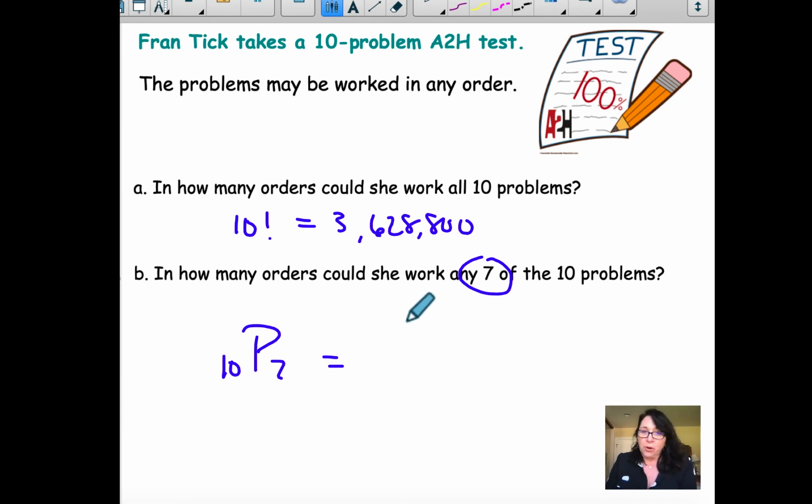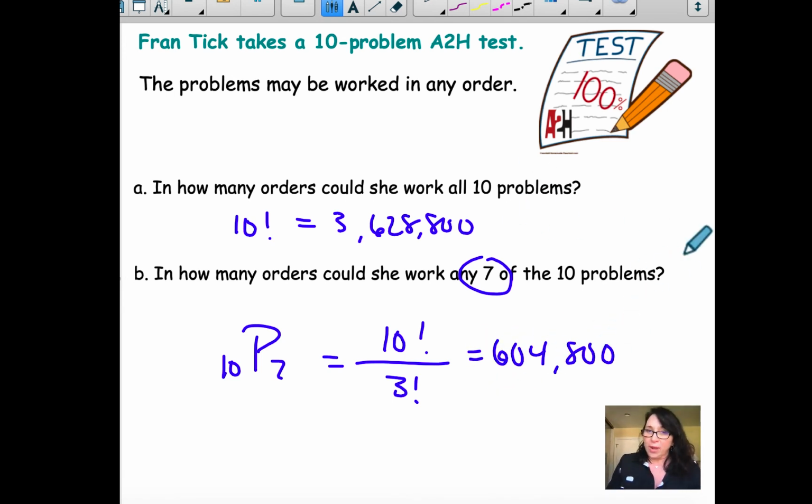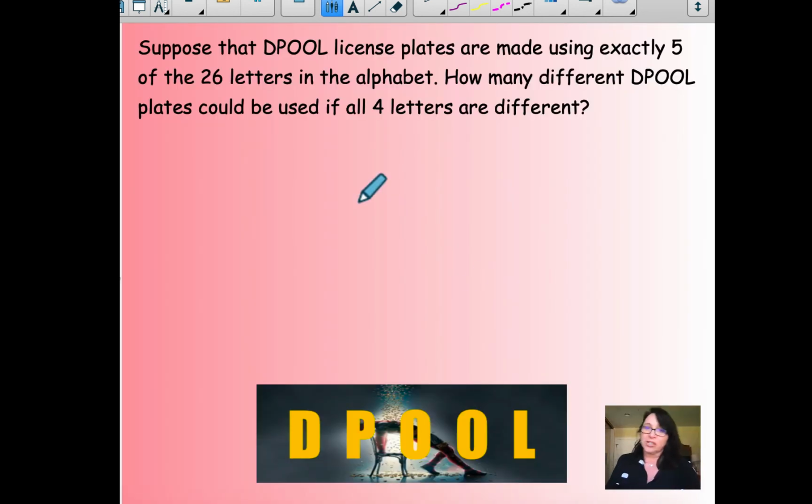And so therefore, we would go 10 factorial over 10 minus 7, which is 3 factorial. Cancel those values out, and I believe you get something like 604,000. And that's how many different ways Frantic can do 7 out of the 10 problems, in her particular order. And in the first part, I want to be very clear, if she can do them in any order, that's 10 factorial because there's no restrictions there.